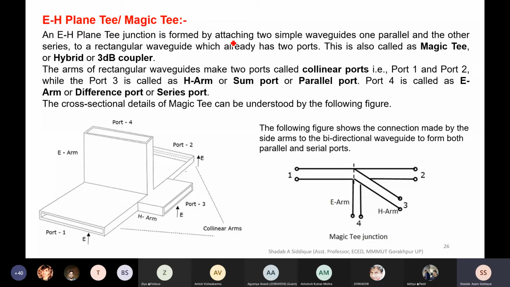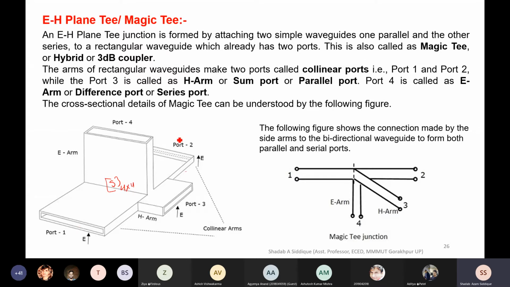The EH plane T junction is formed by attaching two simple waveguides, one parallel and one series, to a rectangular waveguide which already has two ports. So generally we take three two-port devices, a two-port rectangular waveguide or two-port transmission line, and connect them in such a way that they form a junction. This junction will have four ports. That's why the S matrix we get at this junction is 4 cross 4.